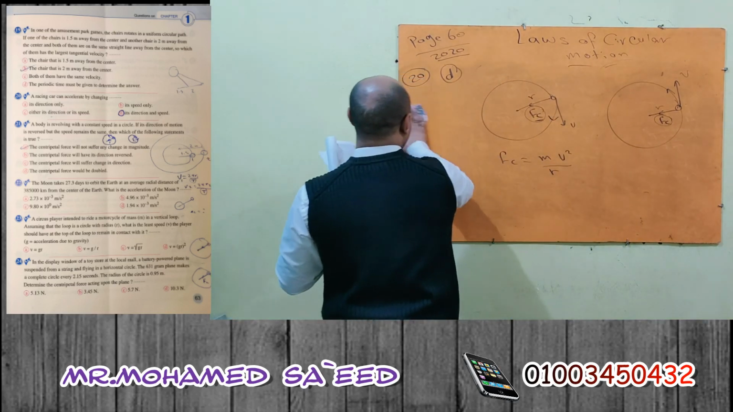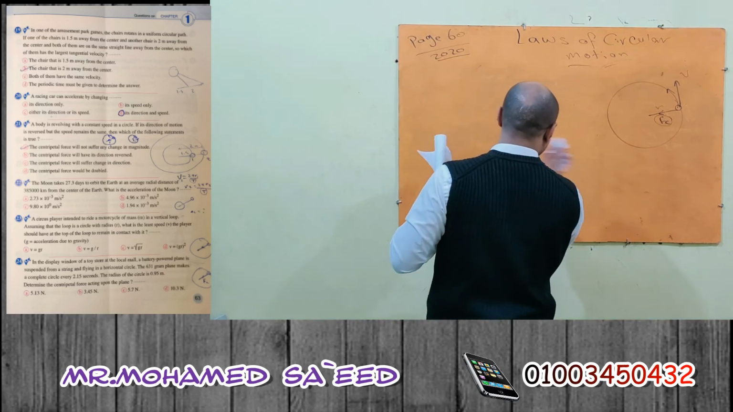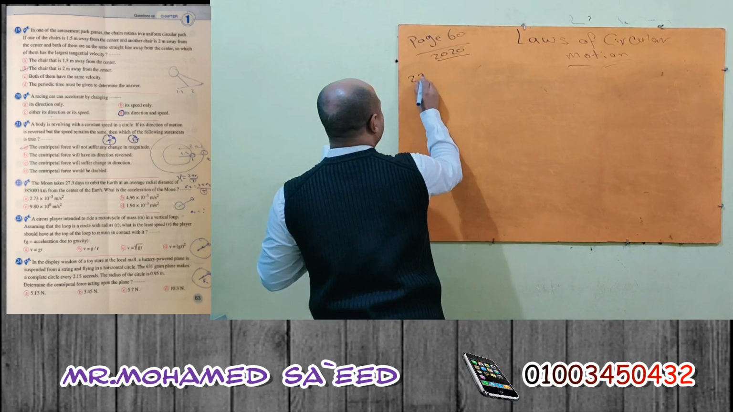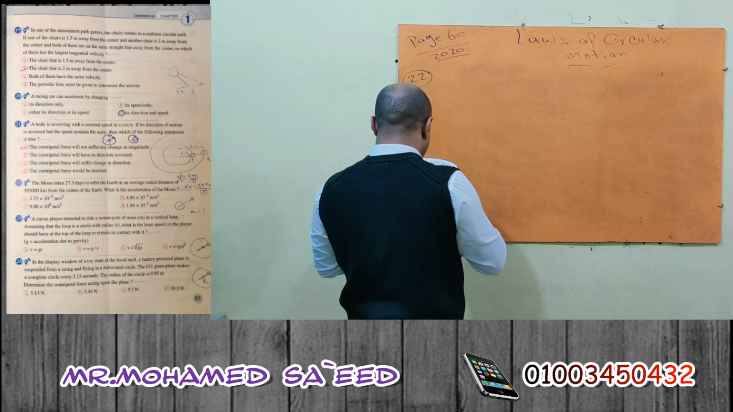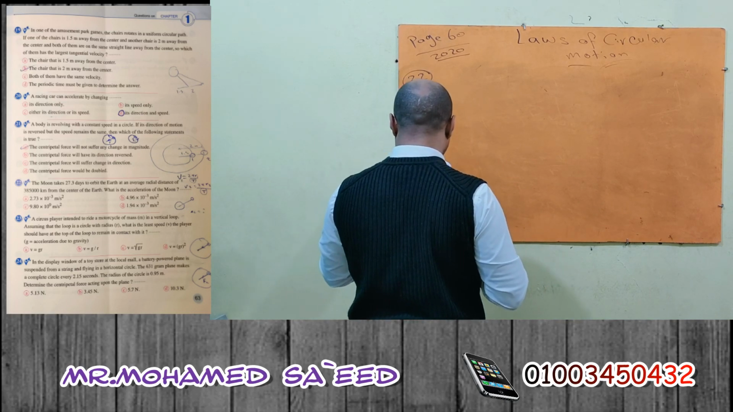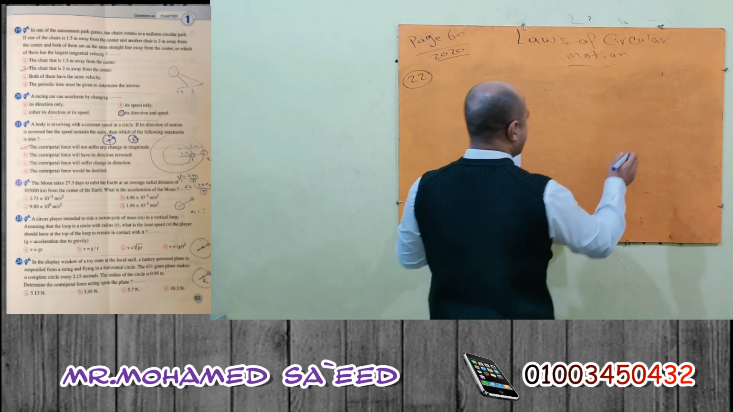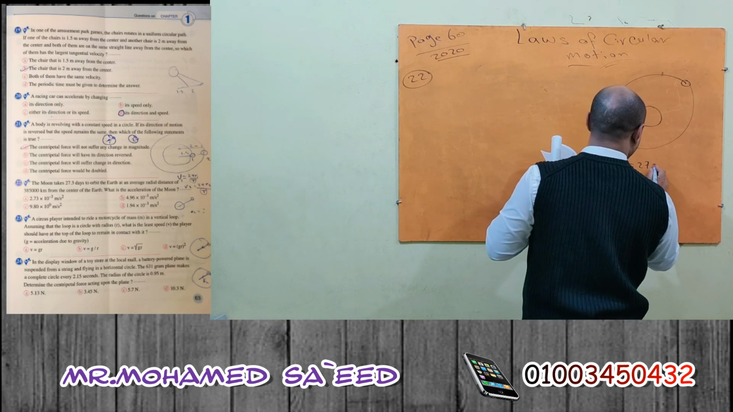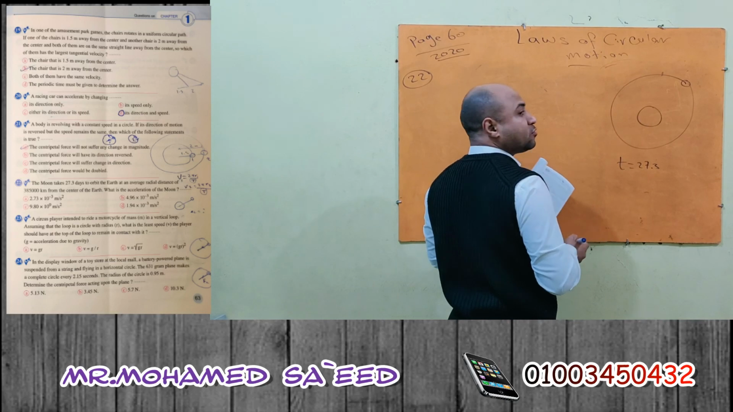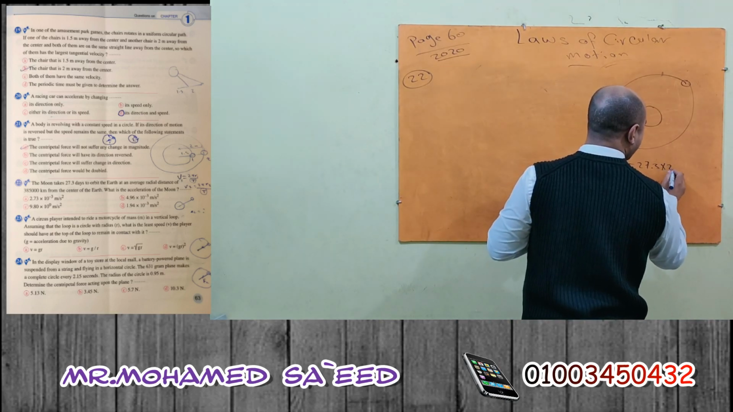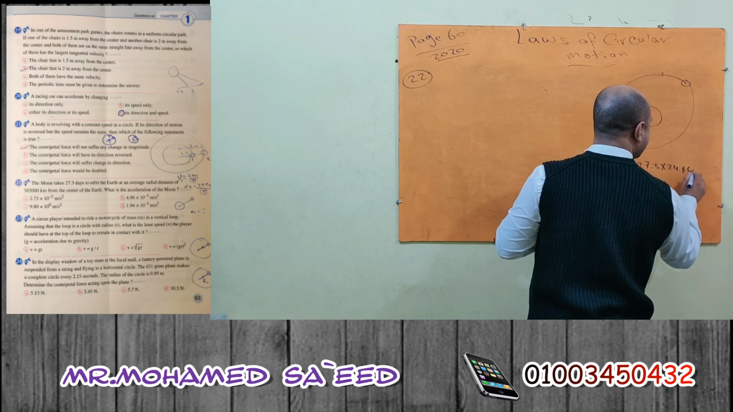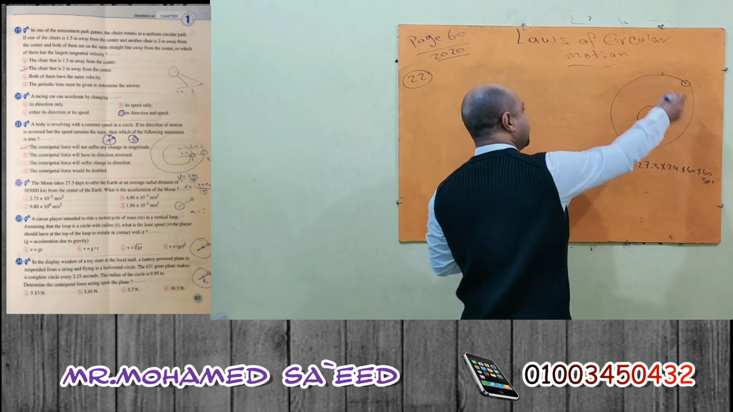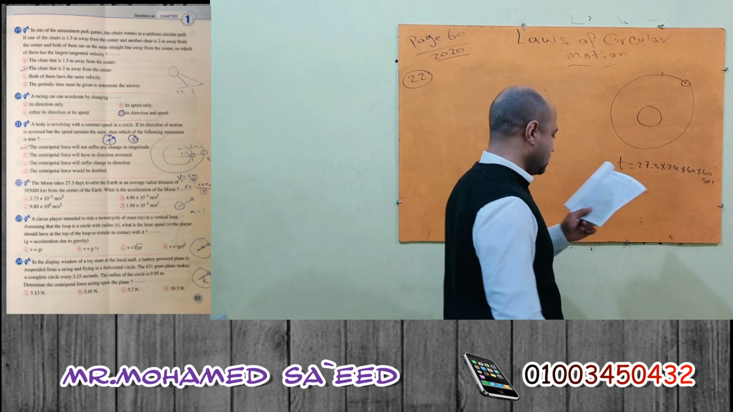Okay, question number 22. The moon takes 27.3 days to orbit the Earth. The moon takes time 27.3 days. We should convert it into seconds. So we replace day by 24 hours, an hour by 60 minutes, and a minute by 60 seconds. This is the time taken by the moon to complete one revolution around the Earth in seconds.